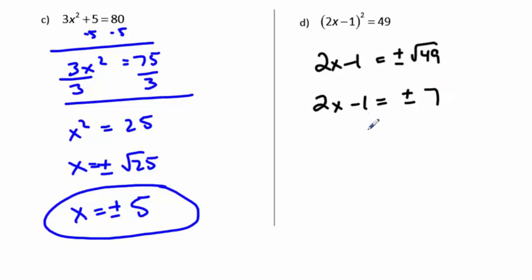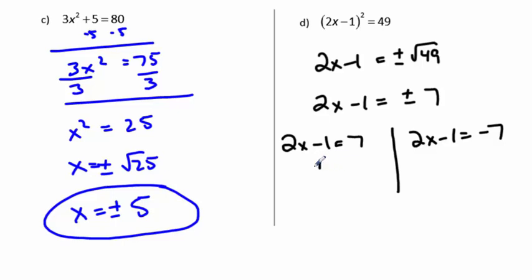Now I have to separate this into two equations. I can't add 1 to plus and minus 7 because they're two different numbers, 7 and negative 7. So we're going to write this as 2x minus 1 equals 7 and 2x minus 1 equals negative 7 because there's more work to do in solving this equation. Okay, the plus and minus wasn't the last step here.